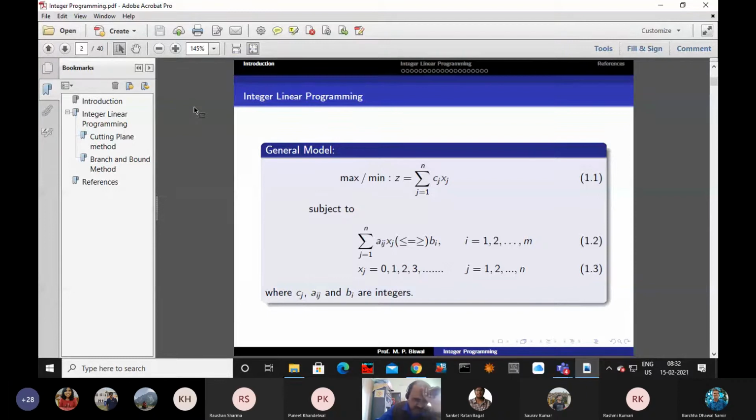If you find in some linear programming problem that some are fractions, suitably multiply by some whole number to make them integers. For example, if aij is equal to half, multiply by 2, then it is enough. Please remember, before applying the method, you have to make all the parameters like cj, aij, and bi integers. If they are given as integers, fine. If not, then you have to make them integers.